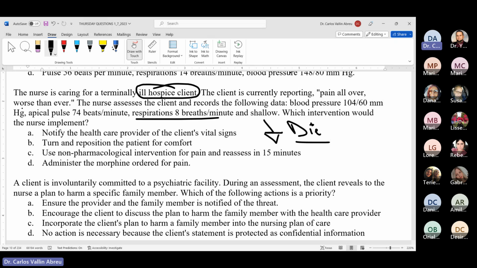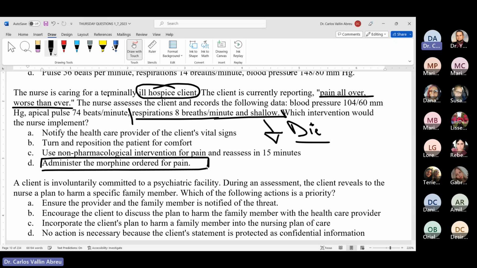You understand? So in this scenario, you need to learn that the morphine is ordered to be administered independently of the respiratory rate, which is something that is going to happen in the process of dying. The important thing here is that the only thing that is going to remove pain, worse than ever, in a patient that is dying in hospice, is the morphine ordered for pain. So yes, it's something that you need to learn.